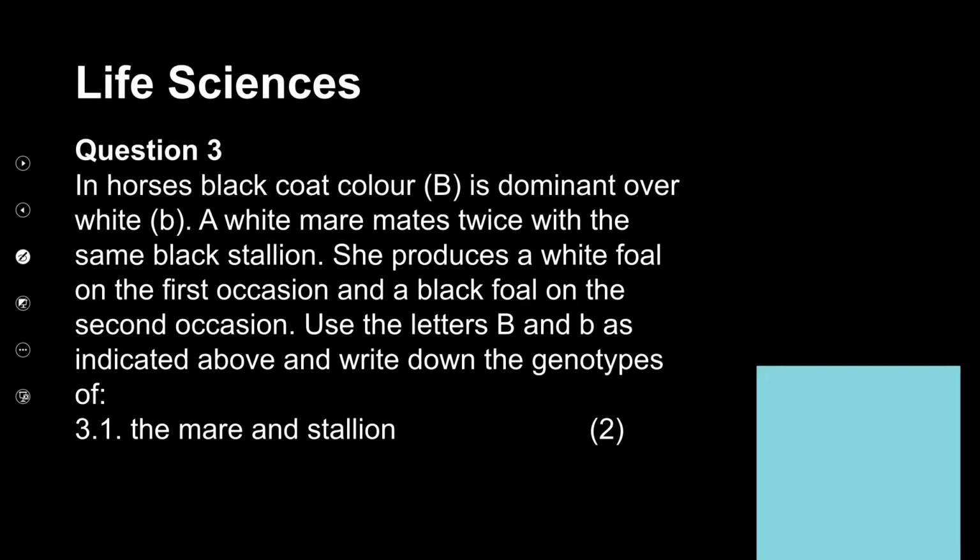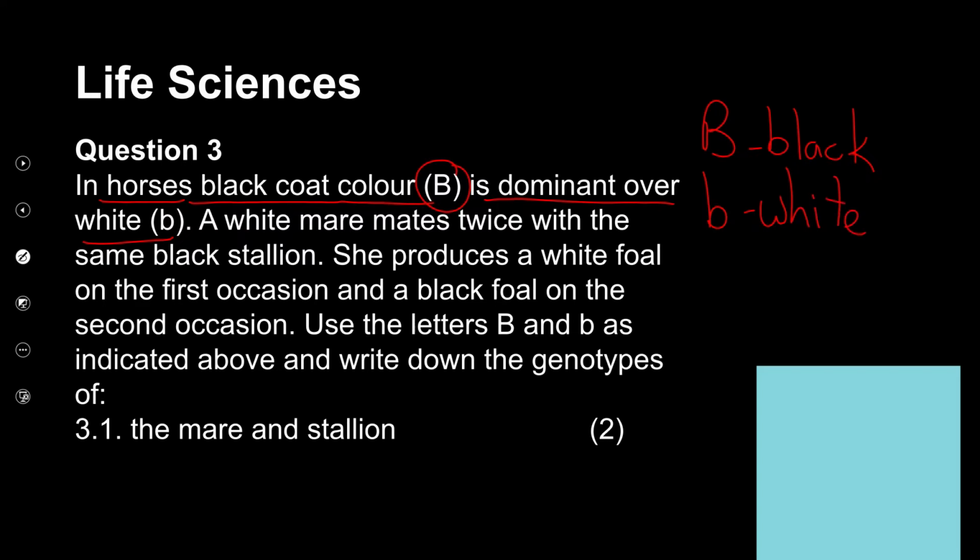Right, so question 3. In horses, black coat color, and I note that I am highlighting the important concepts in a genetic diagram, is dominant over white. So we know that black, again I enjoy doing this, I make sure that I write down clearly what the dominant and the recessive is just next to my question, and that helps me to clear my head around not being confused as to what is dominant and recessive.